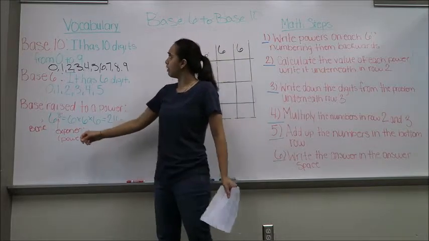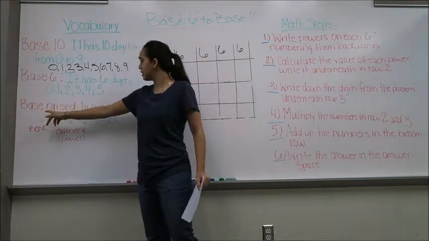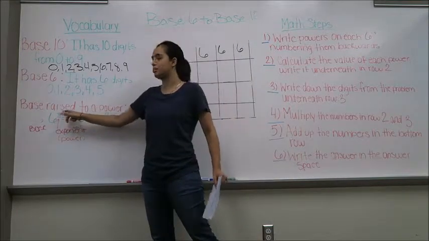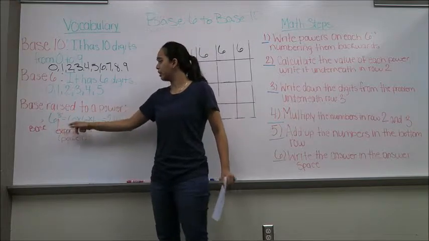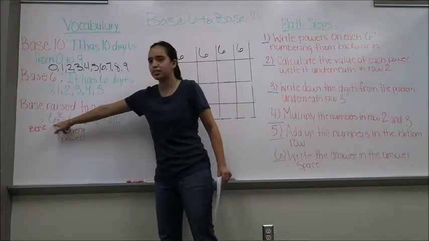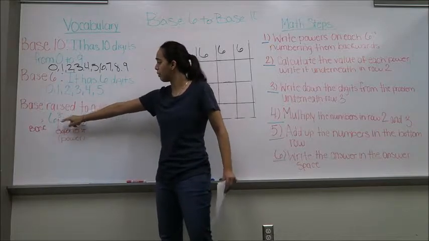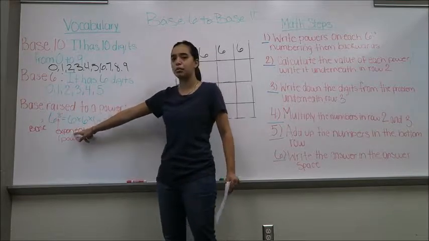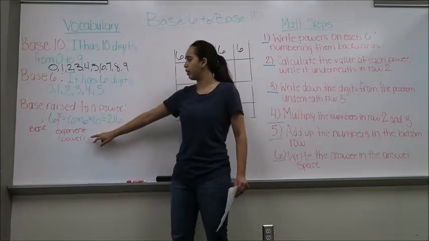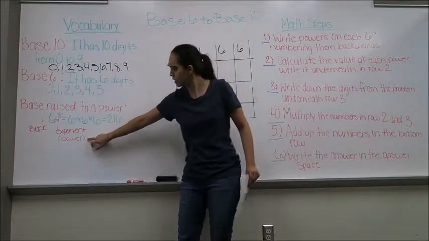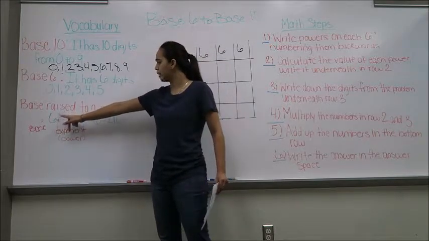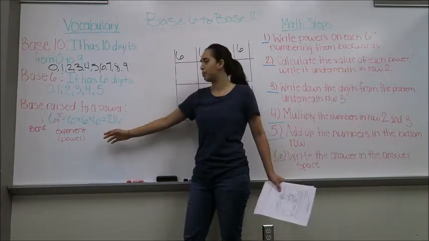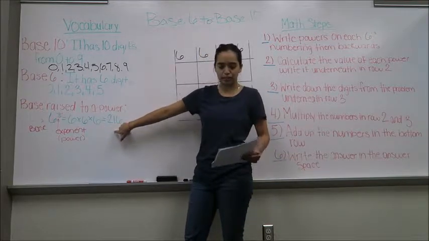Alright? So our next vocabulary word is going to be base raised to a power. It looks like this. We haven't used this system yet, but it's called an exponent. So this big number right here, which is the 6, is called the base. The little number, which is above the 6, which is the 3, is called the exponent, or we know it as the power. And for how this works, you want to write 6 three times. 6 times 6 times 6, which is going to end up equaling 216.